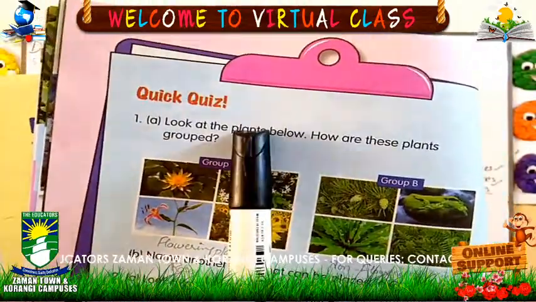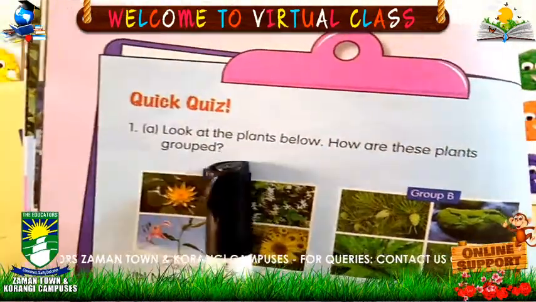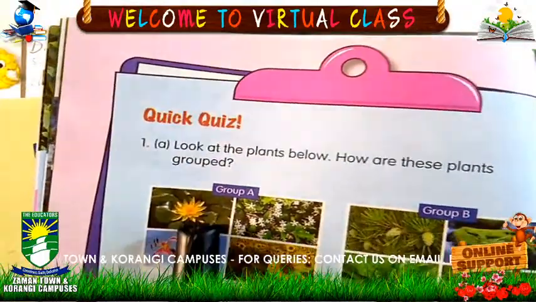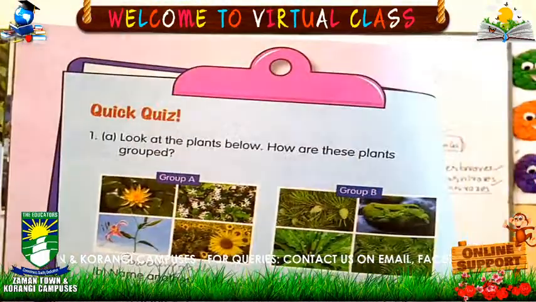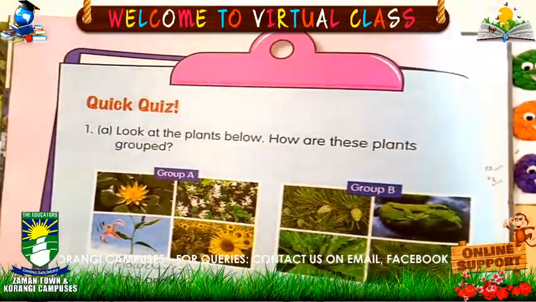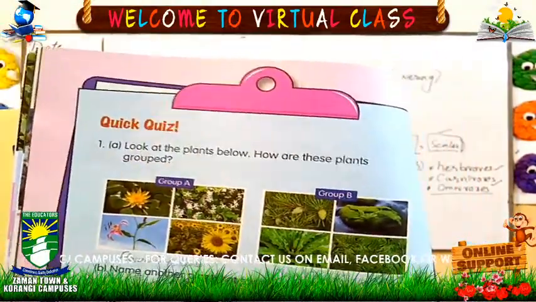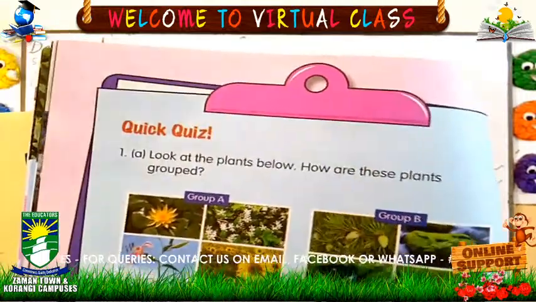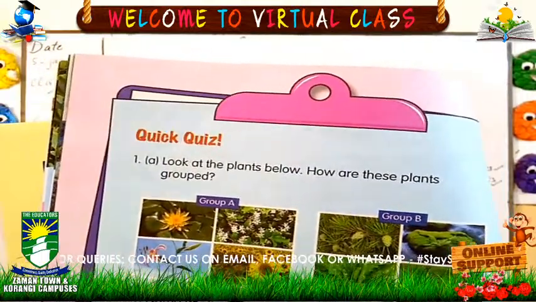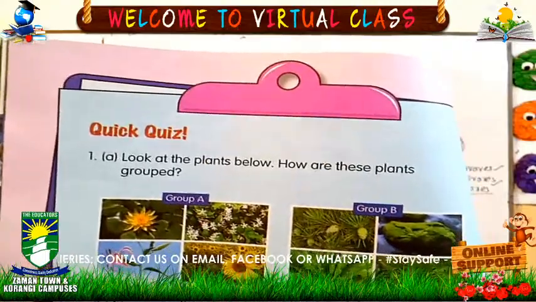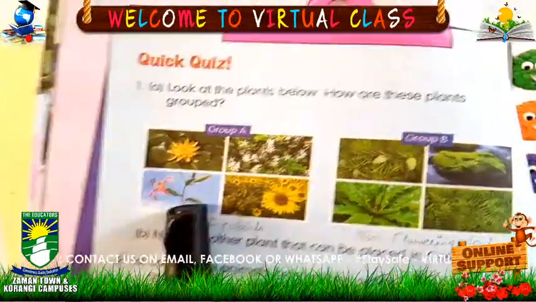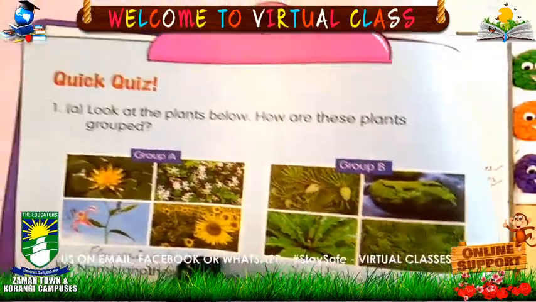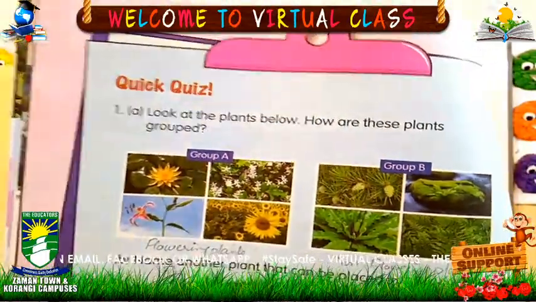Look at the plants below. How are these plants grouped? You know we make a group according to their similarities. So we have to look at both plants, group A and group B. Now we have to say what the similarity of these plants is, that they are grouped together. Now see group A, you can see flowers. So we can say these are the flowering plants.